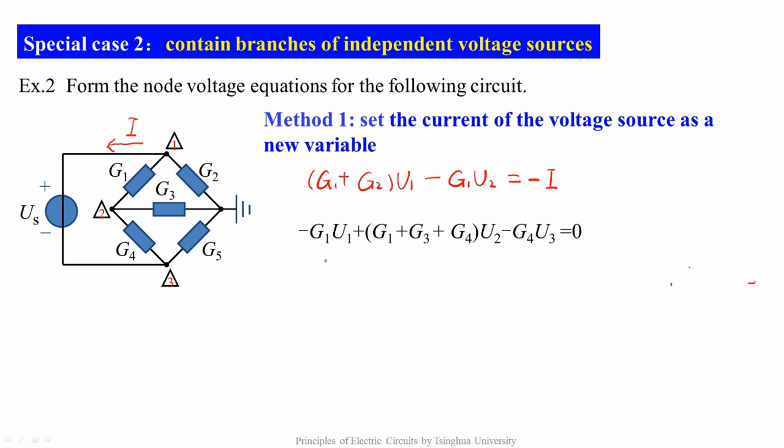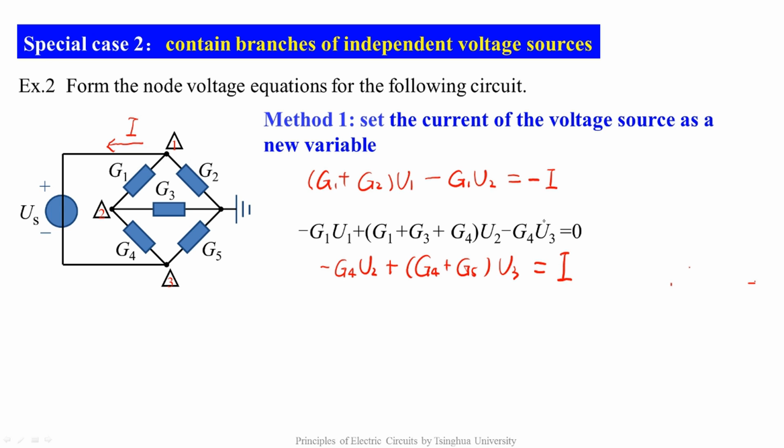Similarly, we can write the equation for node 3. There is no resistor branch directly connected between node 3 and node 1, so the mutual conductance is 0. The mutual conductance with node 2 is minus G4 times U2, and the self-conductance of node 3 is G4 plus G5. It should be (G4 plus G5) times U3. On the right side, the sum of the current sources flowing into node 3 should be I. By now, the current I can't be solved.